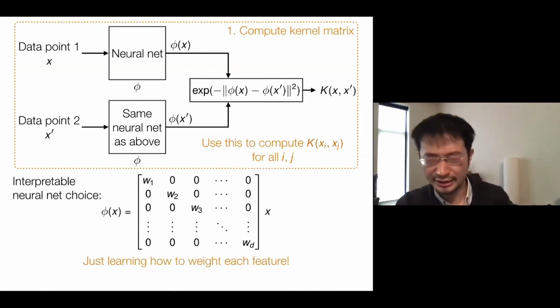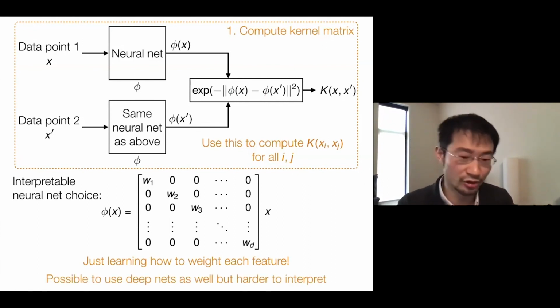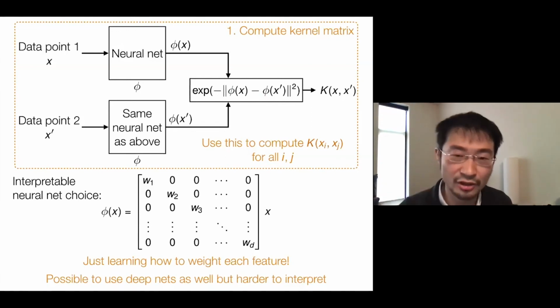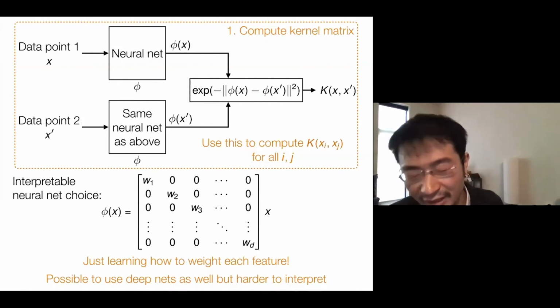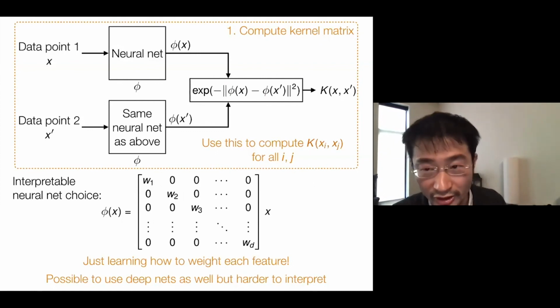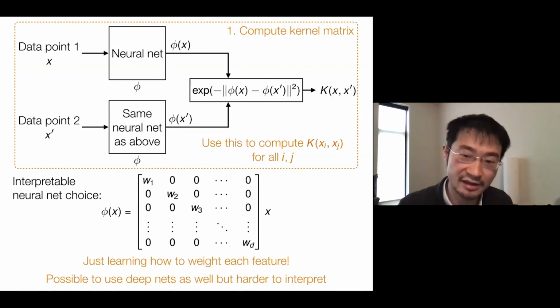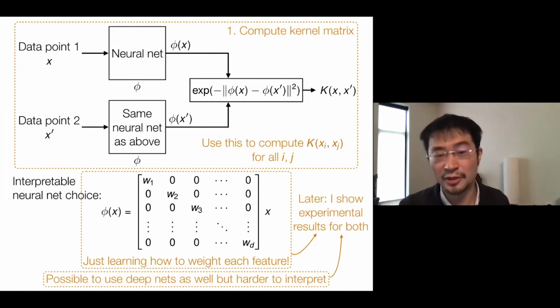So you can easily do this. Of course, alternatively, you can use your favorite deep net to plug into phi. Doing so, the kernel function itself might be somewhat harder to interpret depending on what deep net you choose. However, you still learn a kernel function and you can still easily evaluate who's the most similar to any test subject, okay? Later on in the experimental results, I will be showing results for both of these choices.